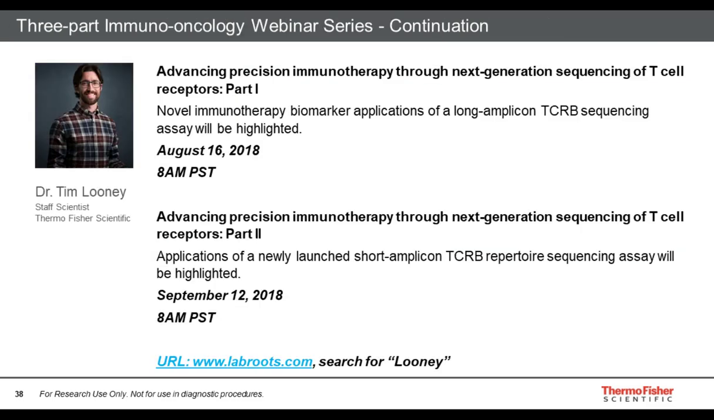And then lastly, I'd just like to give an advance notice that we will have some follow-up presentations to this one, where my colleague, Dr. Tim Looney, will give 2 more talks that are going to go into more detail on some of the assays that I described here. So the first one will focus on the TCR beta long read assay, and the second will focus on the TCR-B short read assay. So those are coming up on August 16th and on September 12th, and the link shown here can be used to get into more detail on that.